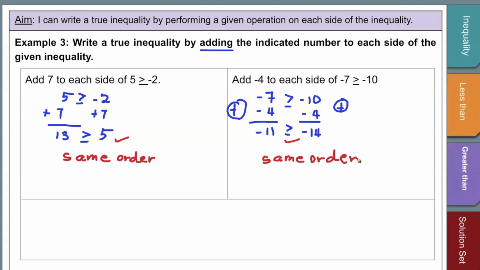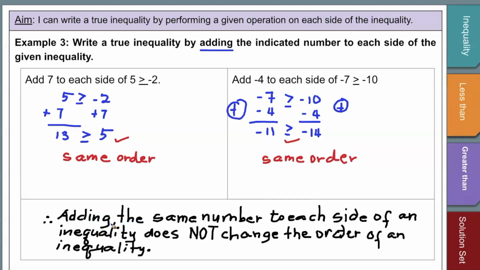The two examples are both true inequalities. What does this mean? Example 3 shows that adding the same number to each side of an inequality does not change the order of the inequality. That is the first property. Adding the indicated number to each side of the given inequality preserves the order of the inequality.